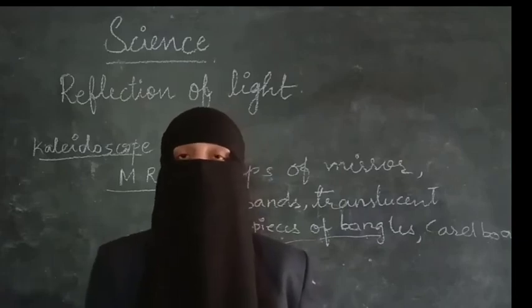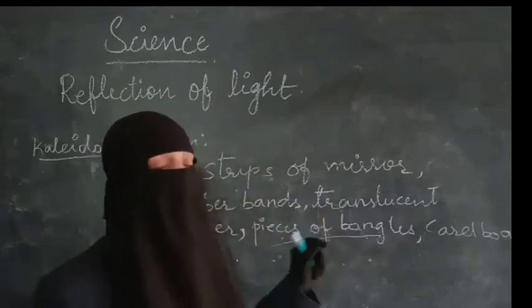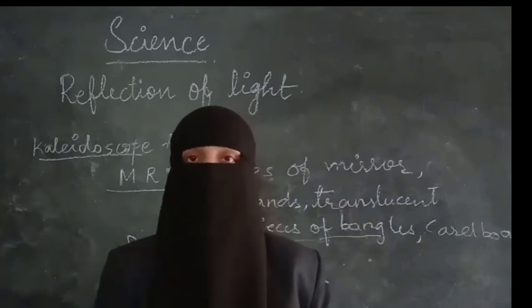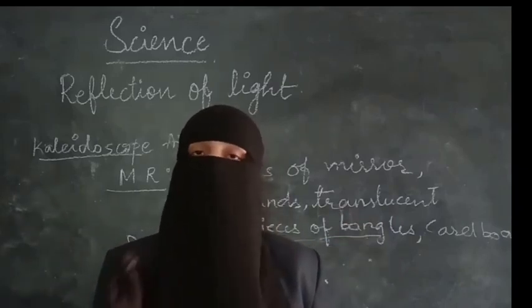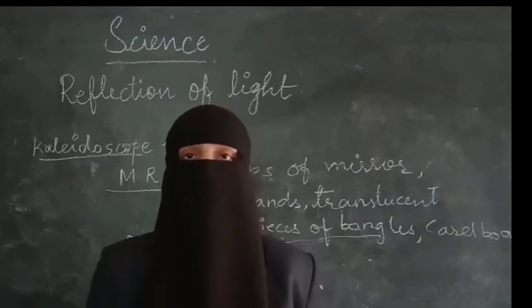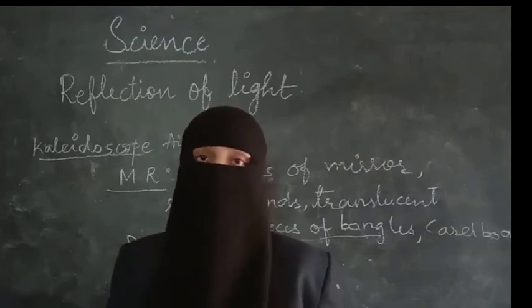It is very easy and the materials required are also very few. Just get 3 strips of mirror, then it will be easy for you to do. It is a very good and easy activity. So I think you must try this. Okay students? So this was how to make a kaleidoscope.